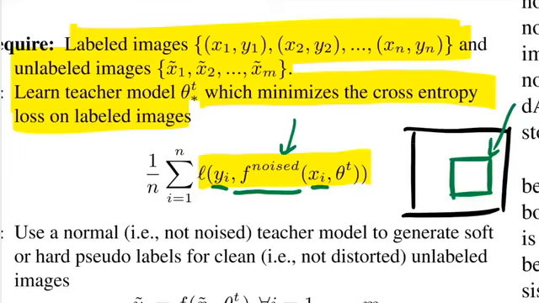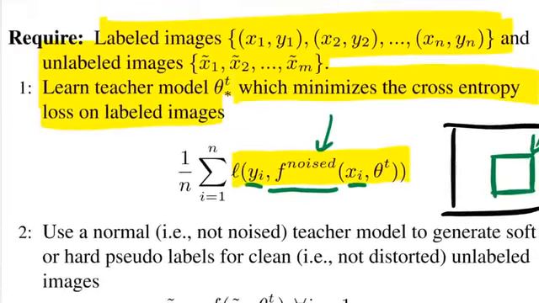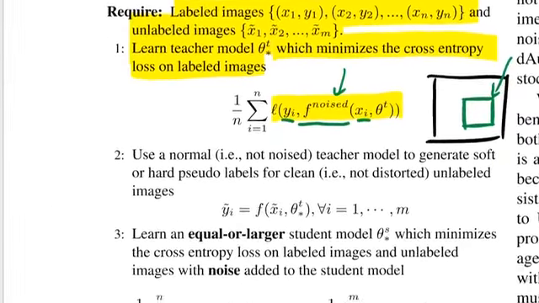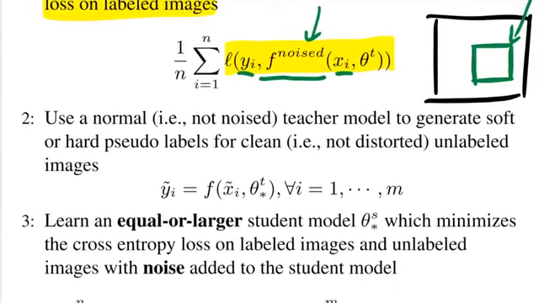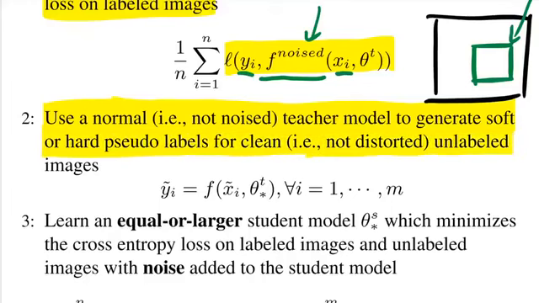And so you use these augmentations to kind of heuristically tell the model what it should be invariant to. And that is a very powerful technique to regularize, basically to robustify these deep methods. And this is used the same here. So already in the teacher model, we train with this noise. And then step 2, use a normal, i.e. not noised, teacher model to generate soft or hard pseudo labels for the clean, i.e. not distorted, unlabeled images. And this is important.